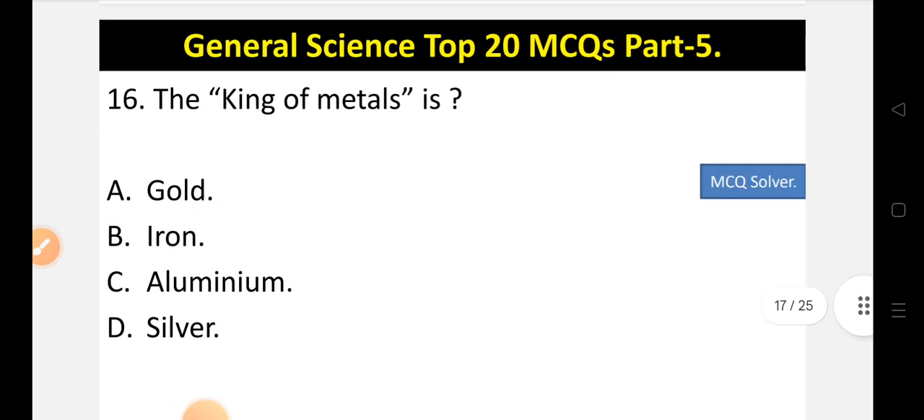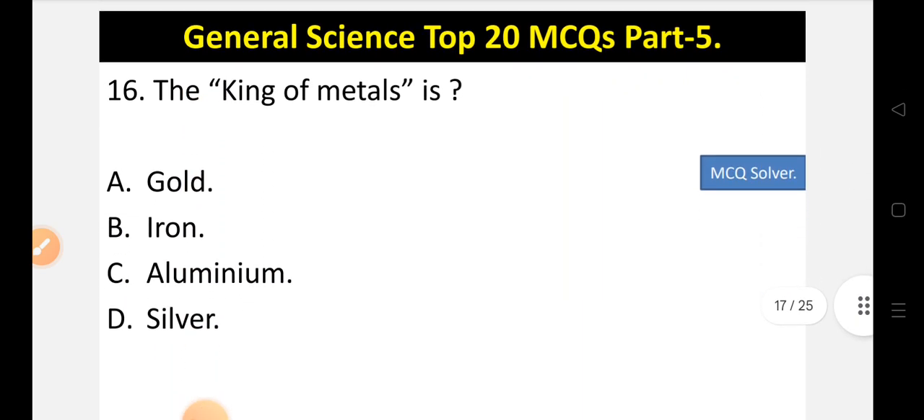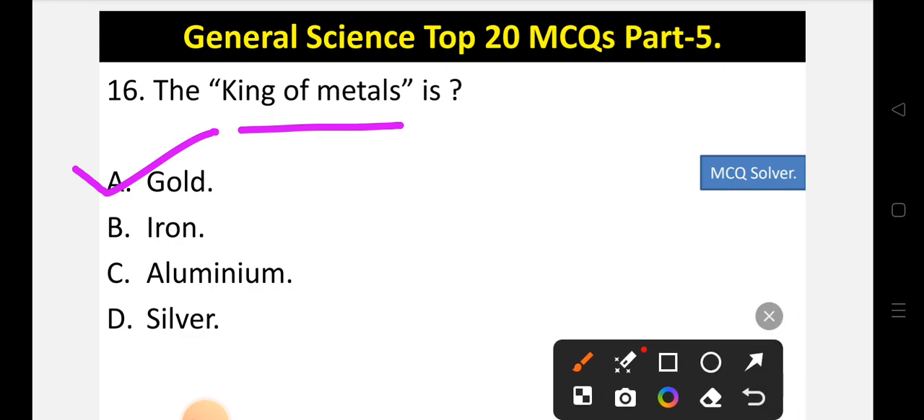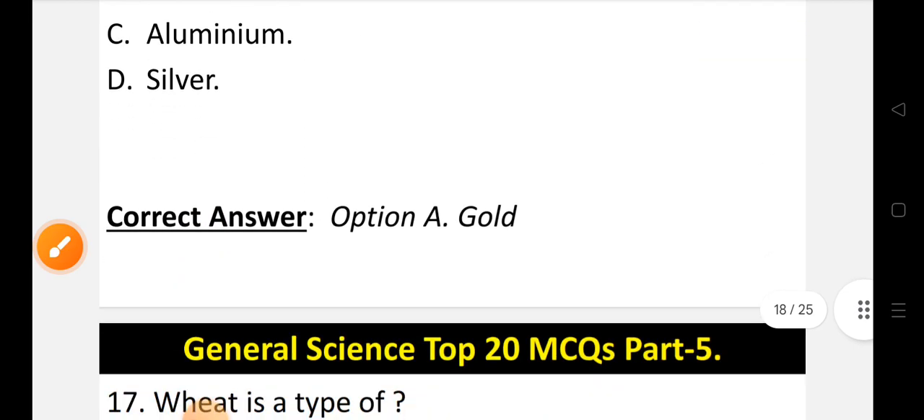Now let's move to question number 16. The king of metals is, so most of you know this answer. The correct option is option A, that is gold. So gold is also known as the king of metal. This question was asked in SSC CGL exam, so that's why this question is included. So A is the correct option.